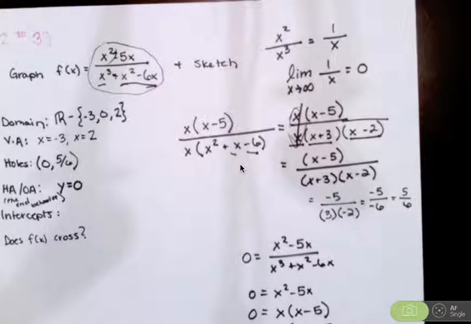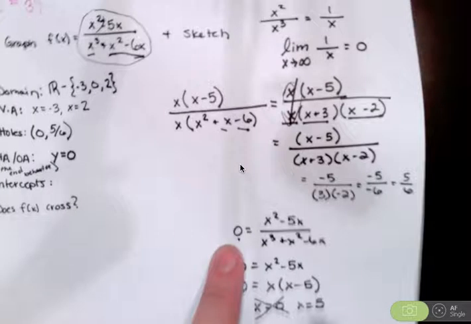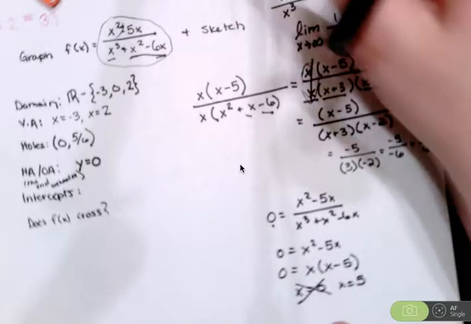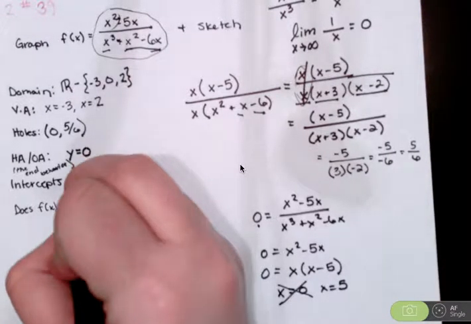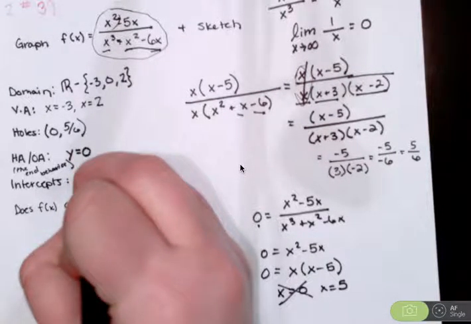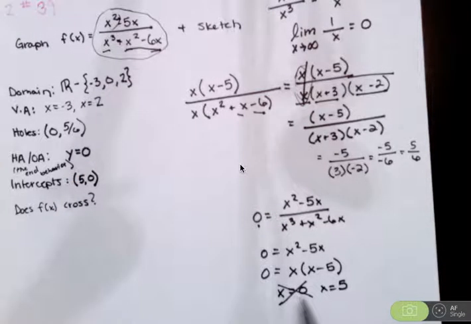So my intercept is when y is 0. Oh, you can't even see that. Sorry, guys. When y was 0, x is equal to 5. So (5, 0) is my y-intercept. Again, this doesn't count because it was not in my domain.